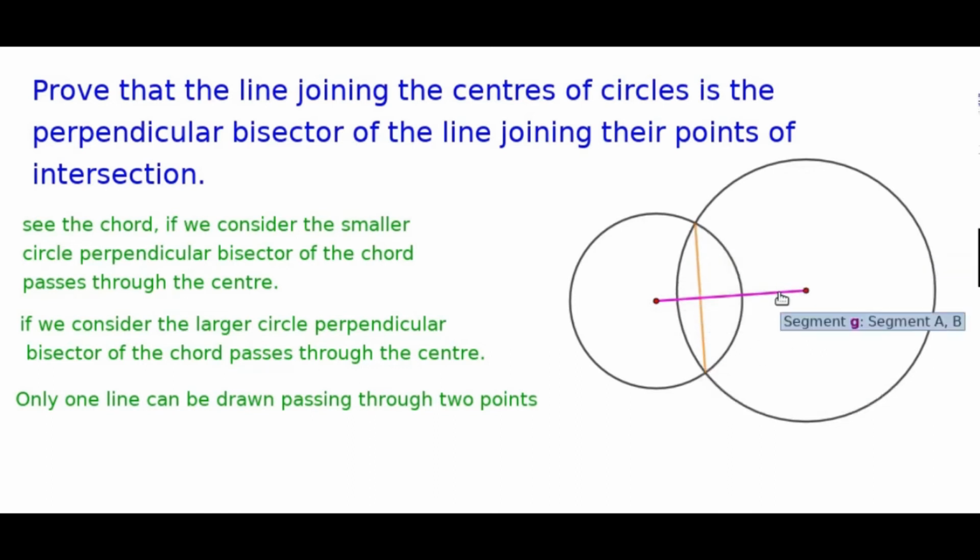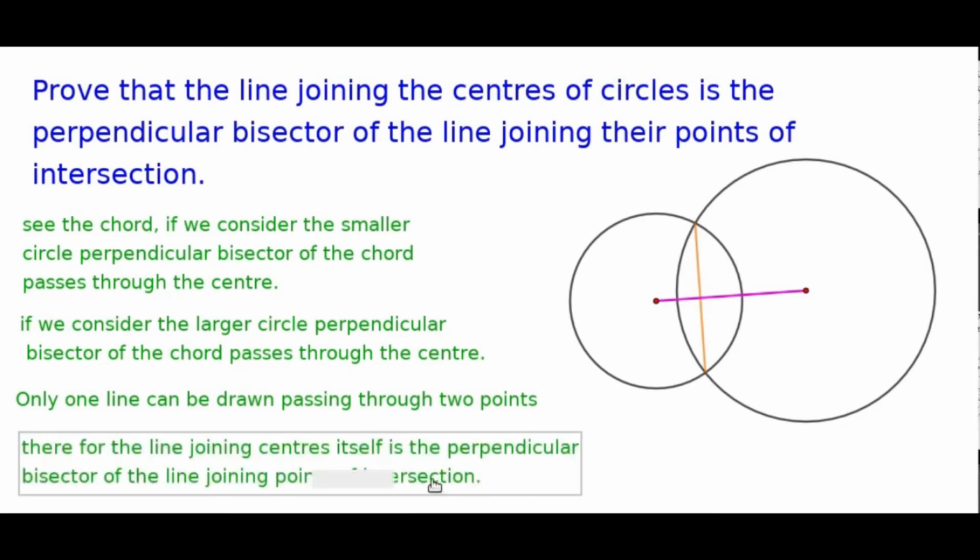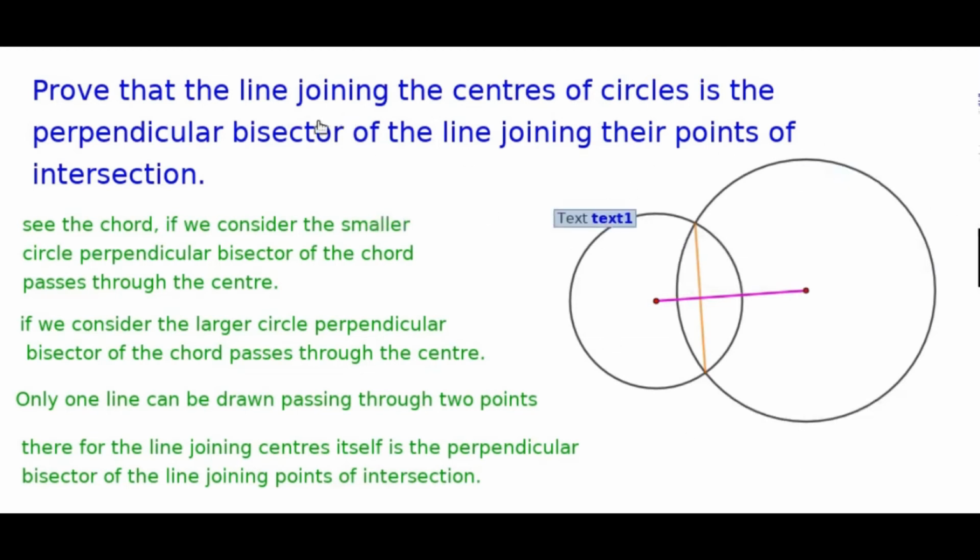Therefore, this line itself is the perpendicular bisector to the line joining the points of intersection. Okay. Hence, we have done the proof. You can draw such a figure there in your notebook, then this question, then this answer there.